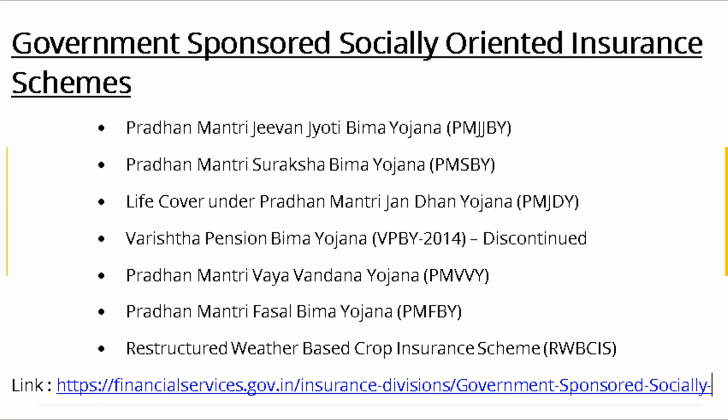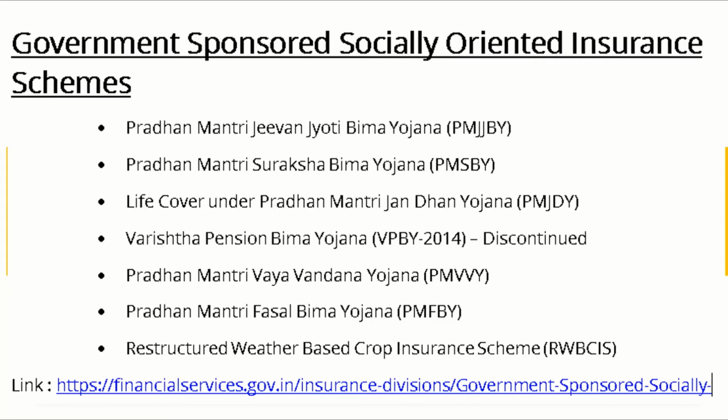So if you have a basic bank account, you can activate these insurances. So we have also Varishta Pension Bima Yojana, which is discontinued. So it was like in the year 2014, and now as a replacement, there is another insurance called Pradhan Mantri Vaya Vandana Yojana. So the Pension Bima Yojana and Vaya Vandana Yojana are specifically for senior citizens to provide them social security who are age 60 and above. And we have other insurances for the farmers, which are Pradhan Mantri Fasal Bima Yojana and restructured weather-based crop insurances.